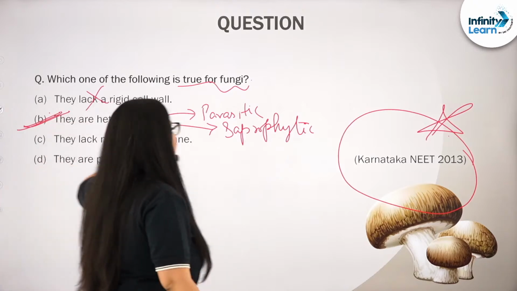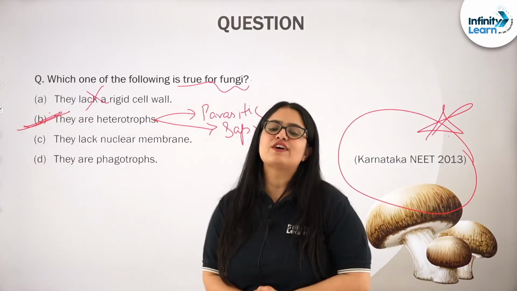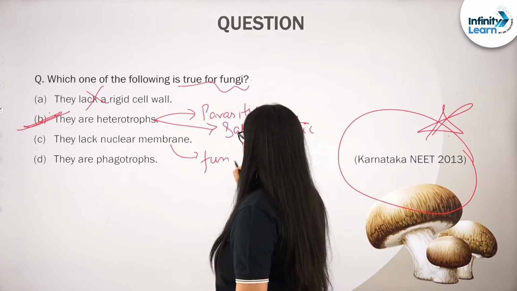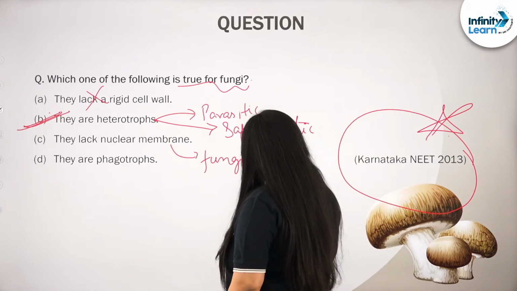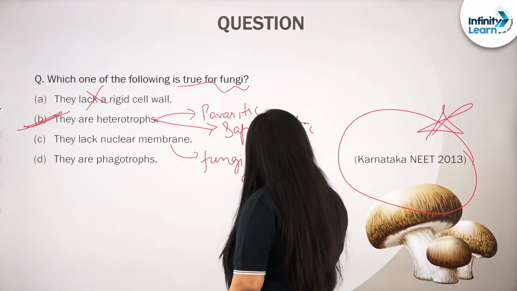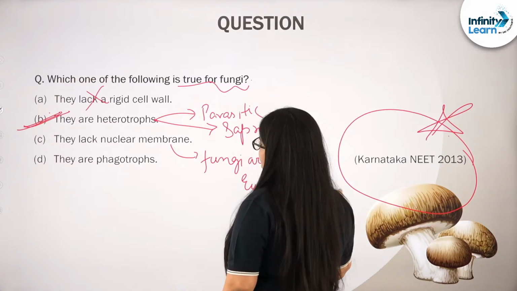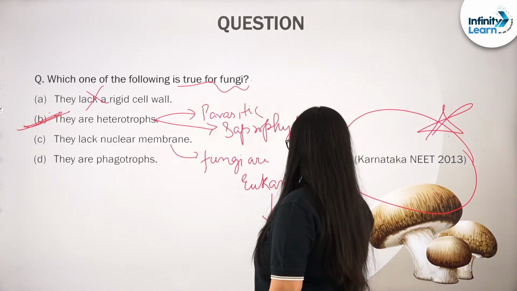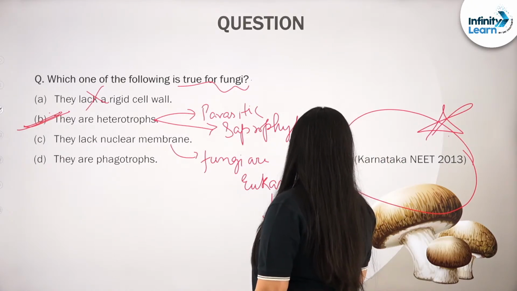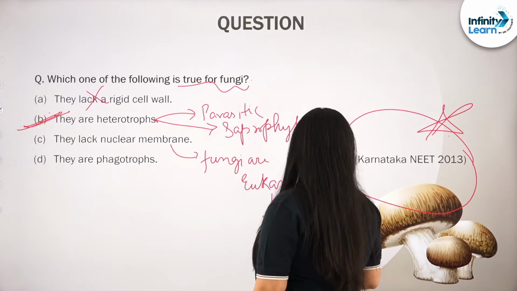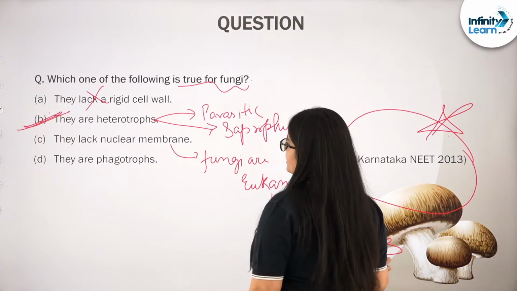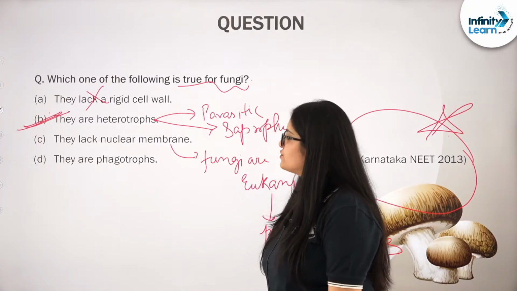Next question, my kids. They lack nuclear membrane. No, members of fungi are eukaryotic. So when fungi are eukaryotic, that means they will possess nuclear membrane. Next, my kids, they are phagotrophs.